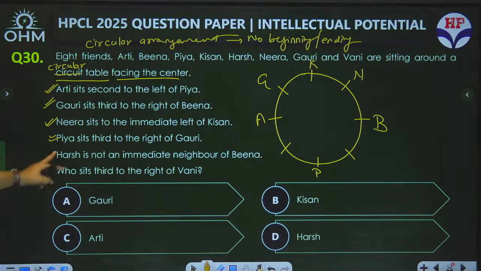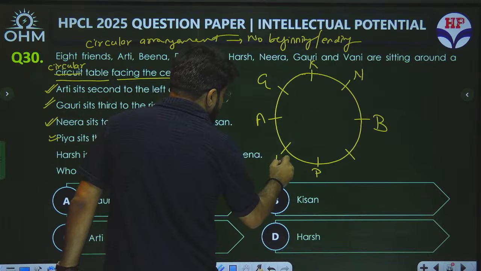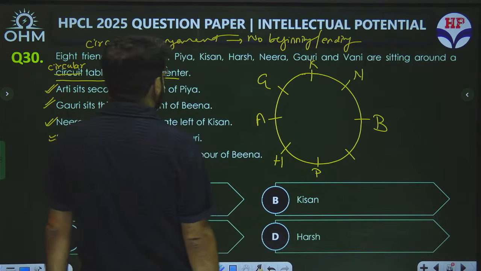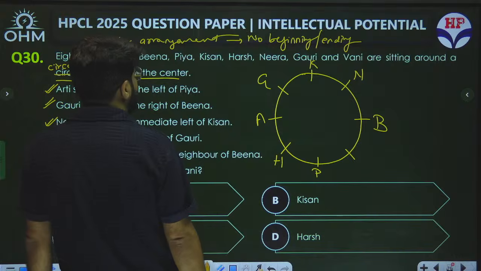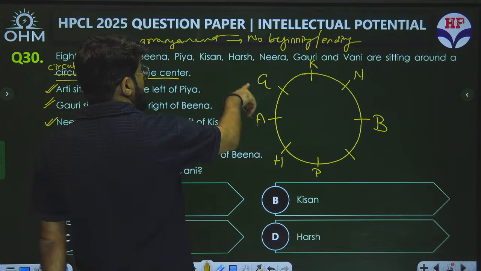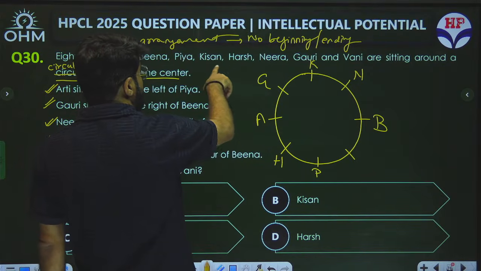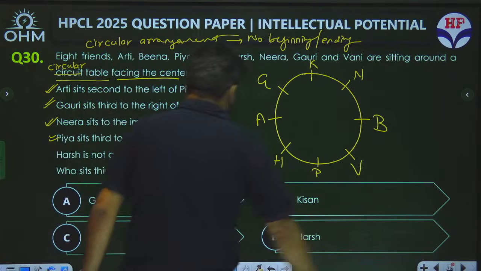Last statement, Harsh is not an immediate neighbor of Beena. So Harsh cannot be an immediate neighbor of Beena. So the only possibility for Harsh is here. What is left now? Aarti, Beena, Pia, Kishan, Harsh, Neera, Gauri, Vani. Vani is left. Vani comes up here.